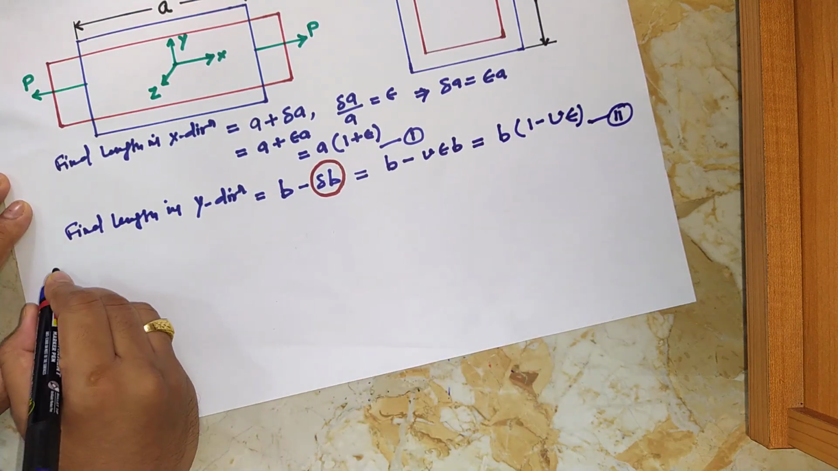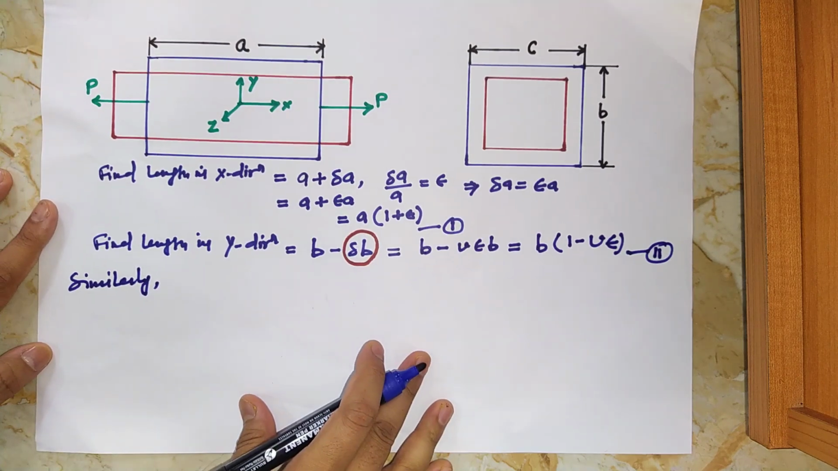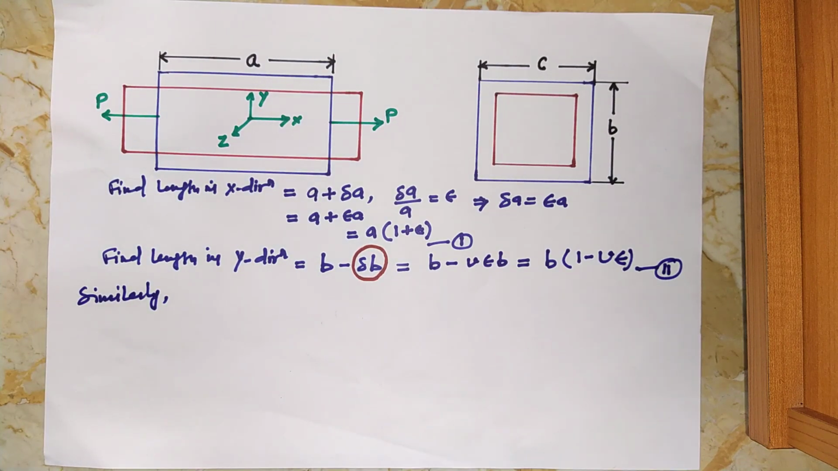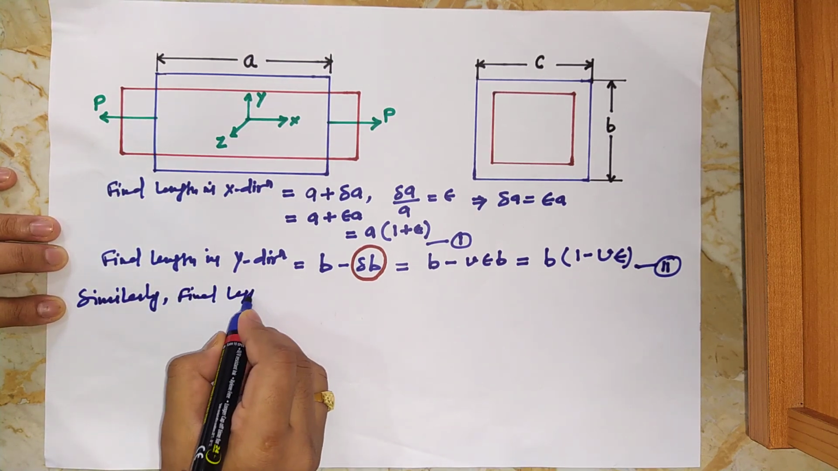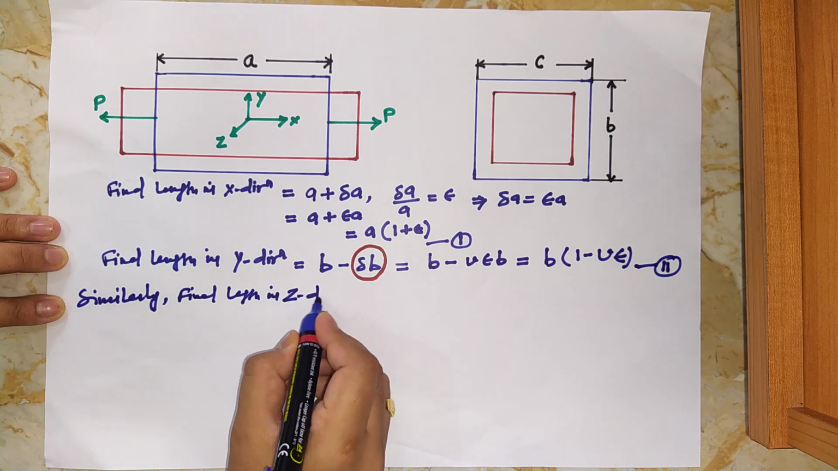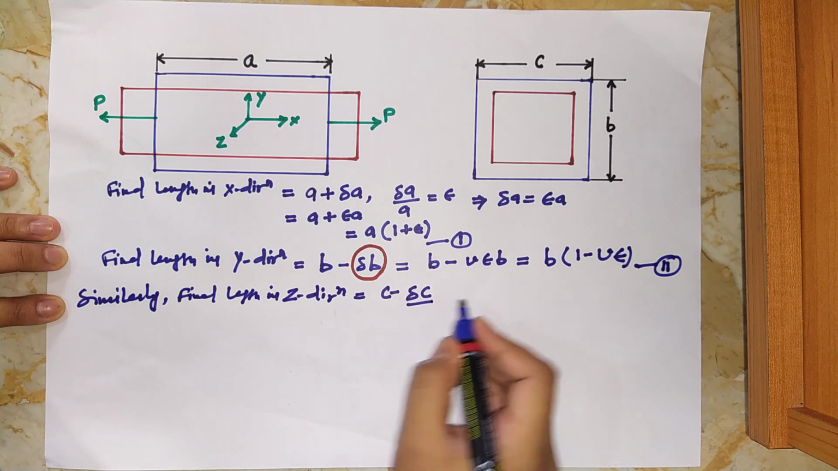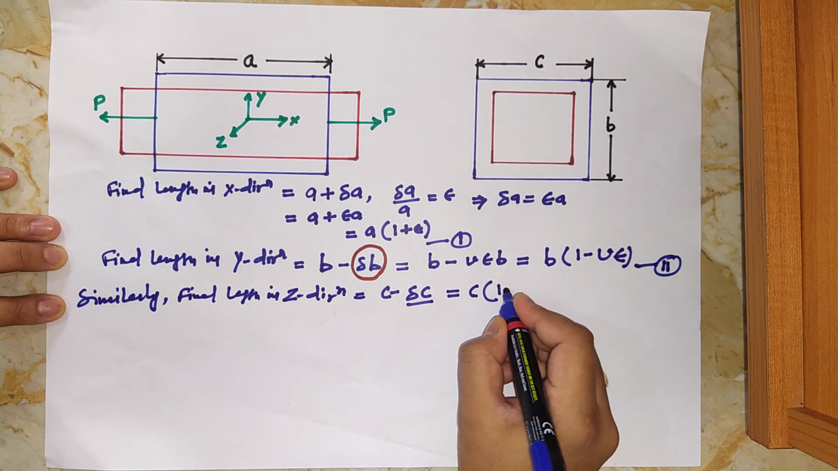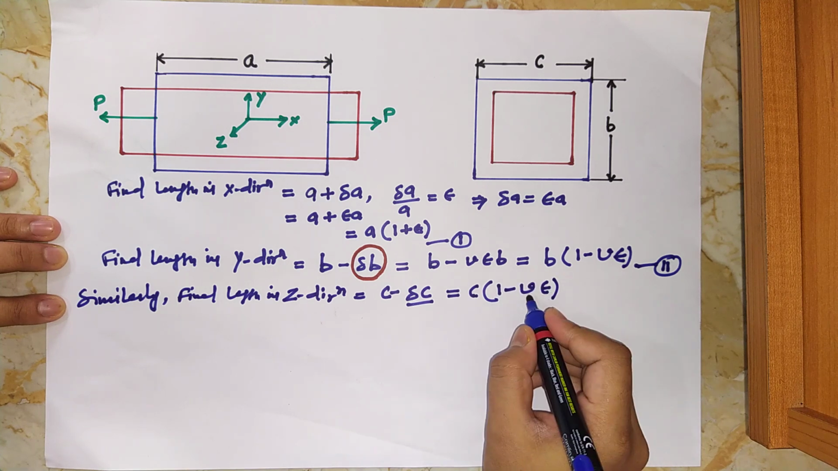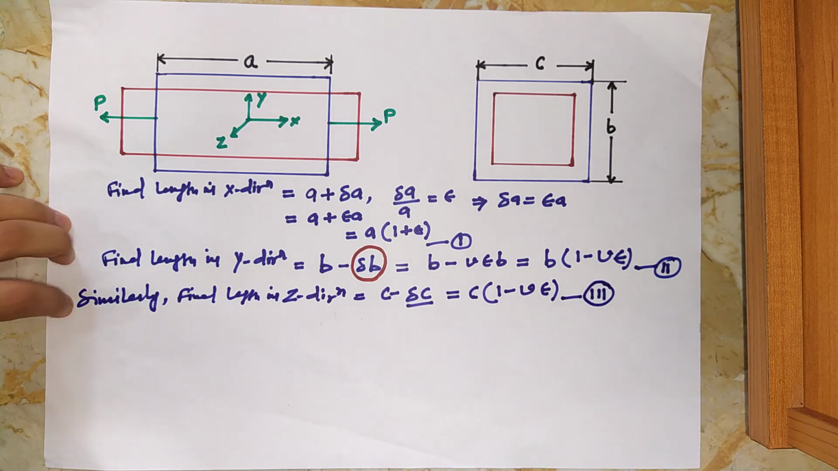Now similarly, by applying the concept of Poisson's ratio, we can calculate the final length in the z direction also. The length in the z direction will be equal to c minus del c, isn't it? And del c we can calculate using Poisson's ratio, so it will be written as c into (1 minus nu epsilon). Here nu is taken the same in the y and z directions because we have considered an isotropic material.